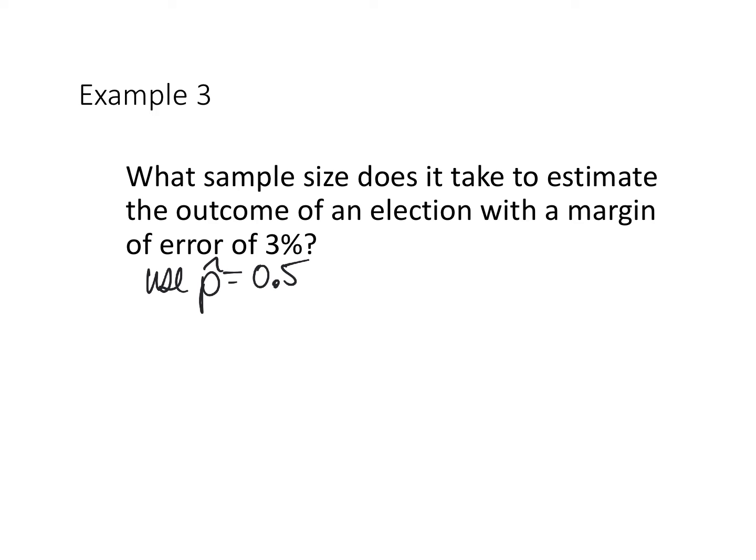If I lower P or raise P, that number gets smaller than 0.25. So the highest that can be is when I use 0.5. So it's going to give us the largest number that's going to give us our margin of error. And it's okay if our margin of error is smaller because it means we're more accurate, right? But we don't want our margin of error to be bigger. So we use 0.5 when P is not given.